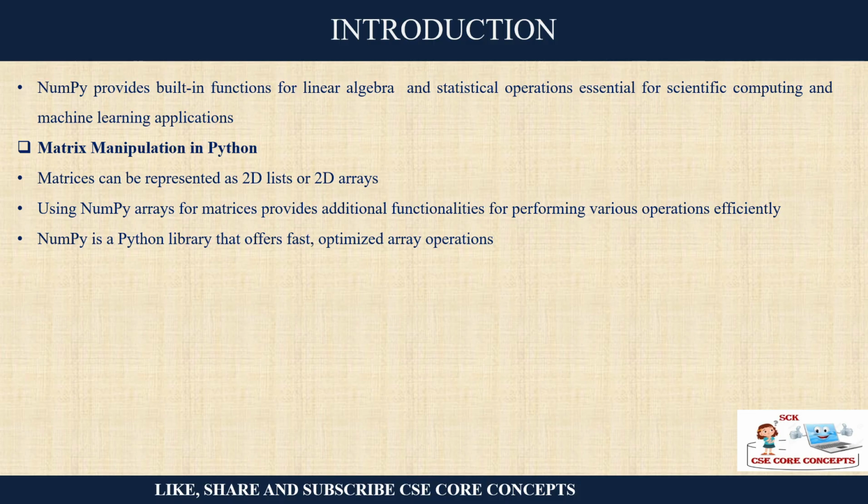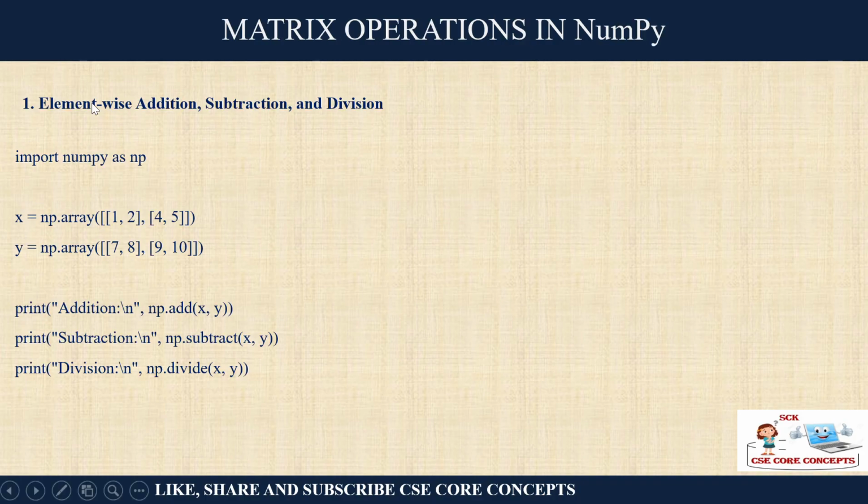So we have understood arrays, right? We have learned how to convert a list, or a 2D list, into a NumPy array, and we have performed so many functions on arrays, like summing them up, finding the mean, and so many more, right? So now here we will see NumPy arrays for matrices, providing additional functionalities that will help us perform fast and optimized array operations.